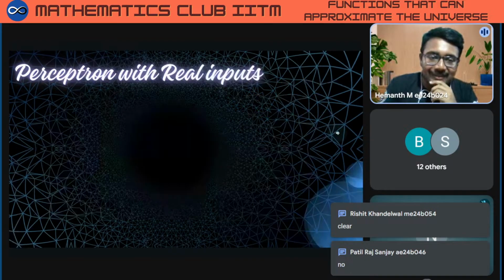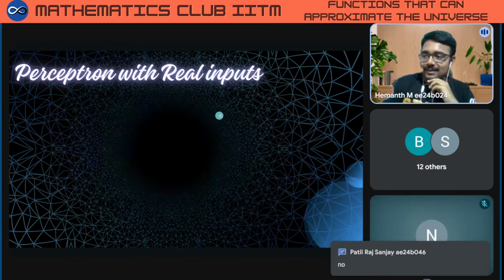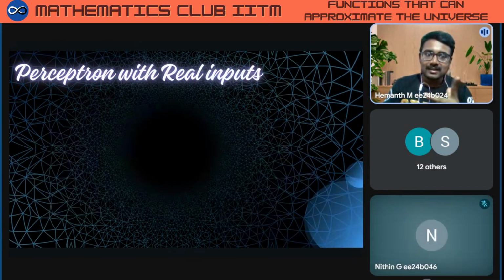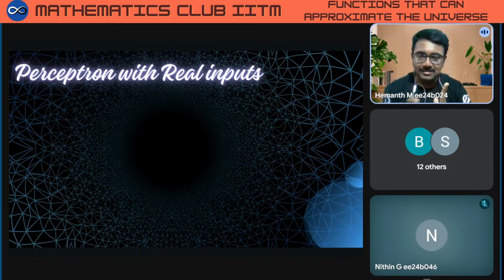Now I'll proceed. Till now, we discussed the case where our input space was confined to just Boolean inputs, meaning either 0 or 1, and even our output space was confined to either 0 or 1. So now let's try to extend this notion to all real numbers. What if my input can take any real number, not just zeros or ones? What will the perceptron learn in such a case?